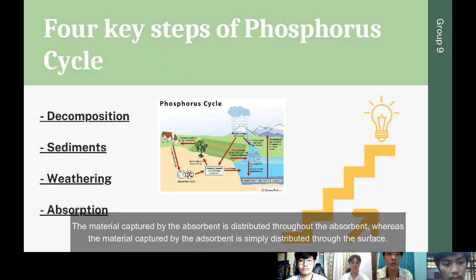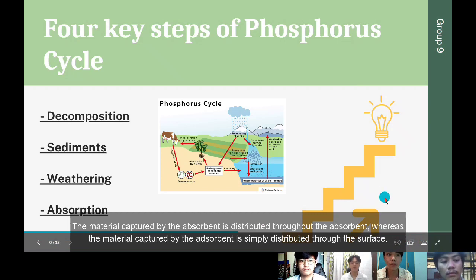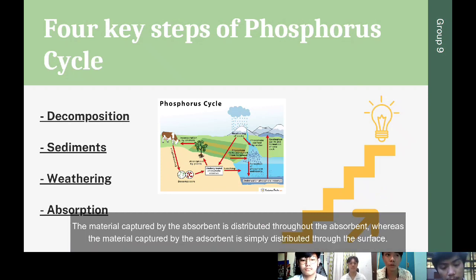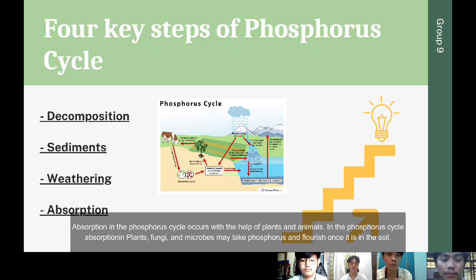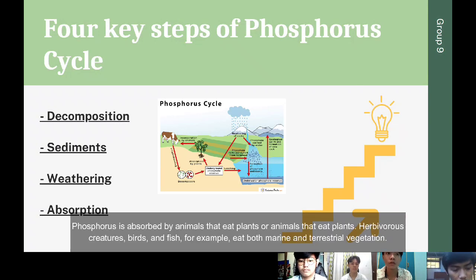The material captured by the absorbent is distributed throughout the absorbent, whereas the material captured by the adsorbent is simply distributed through the surface. Absorption in the phosphorus cycle occurs with the help of plants and animals. In the phosphorus cycle, plants, fungi, and microbes may take up phosphorus and flourish once it is in the soil. Phosphorus is absorbed by animals that eat plants or animals that eat plants.